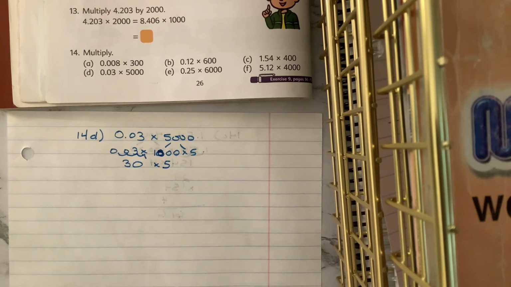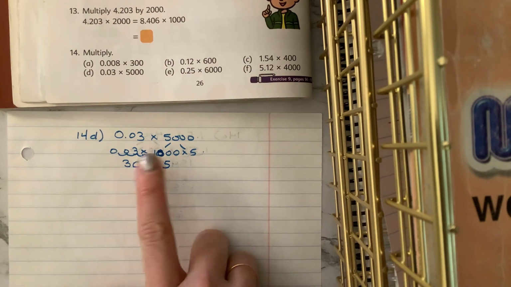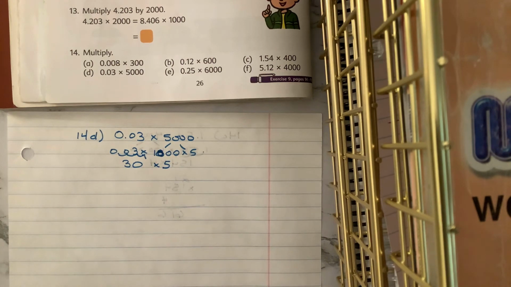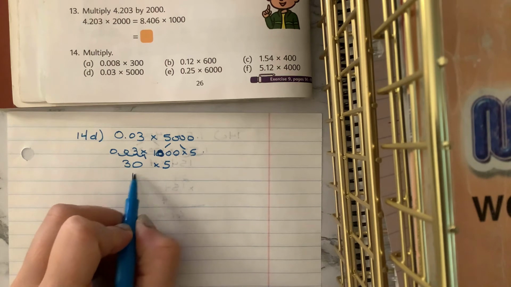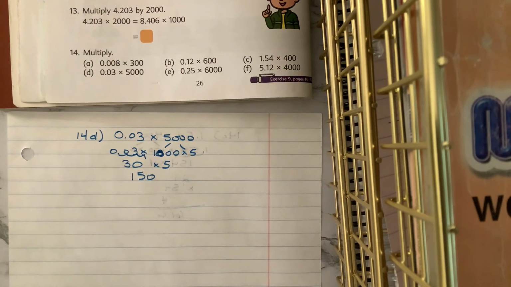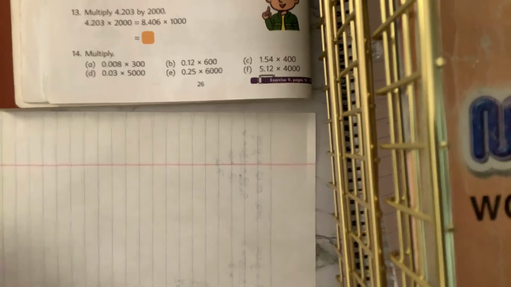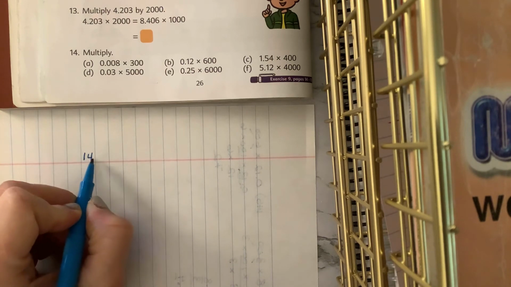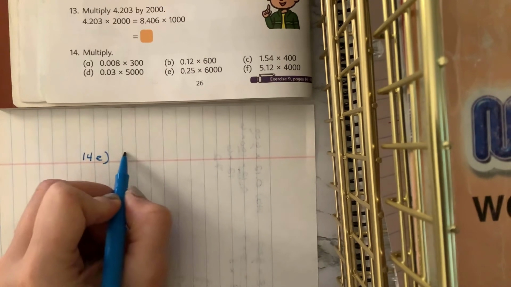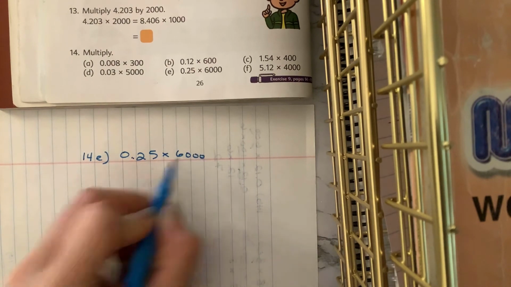So this is going to become 30. 30 times 5. This is definitely one we can do in our heads, 5th graders, because 3 times 5 is what? 15. So 30 times 5 should be 150. Okay. Let's try E together. Getting wild, writing sideways. Well, the paper's sideways. I'm not writing sideways. All right, 25 hundredths times 6,000.